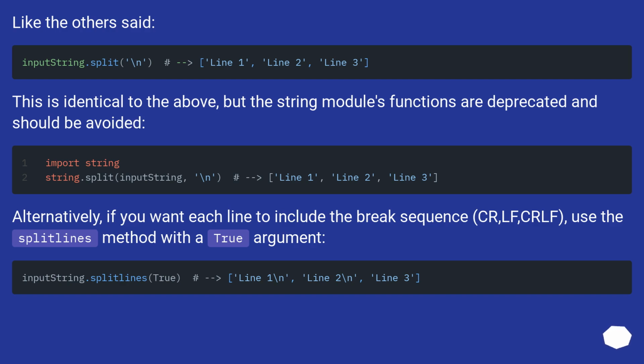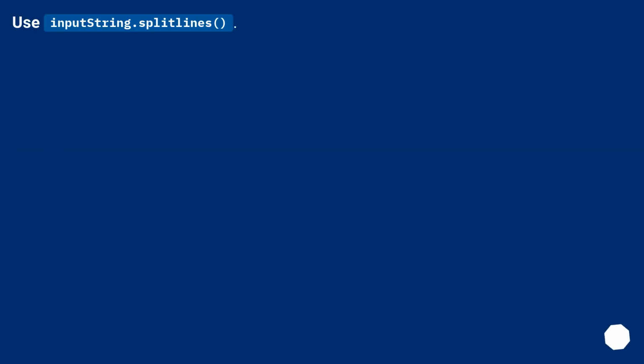Alternatively, if you want each line to include the break sequence, CR, LF, CRLF, use the splitlines method with a true argument. Use input string.splitlines.